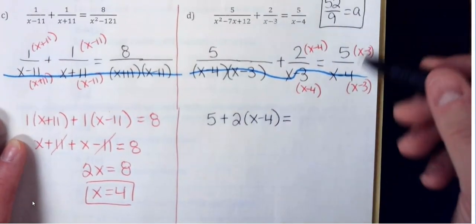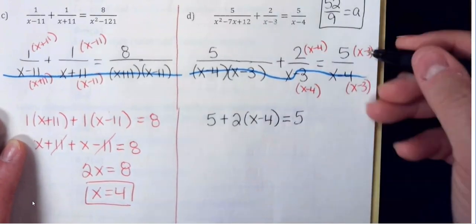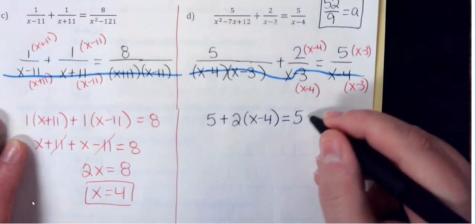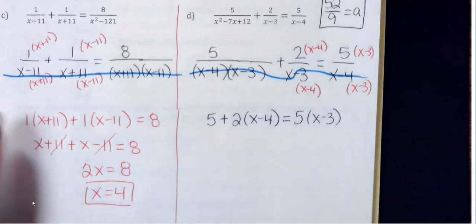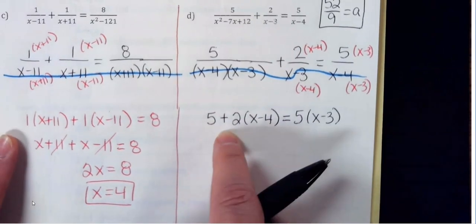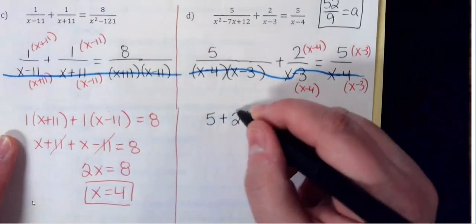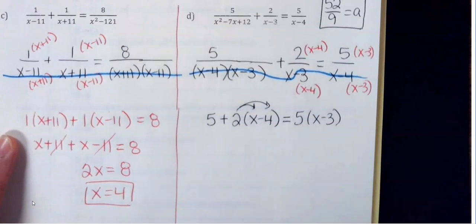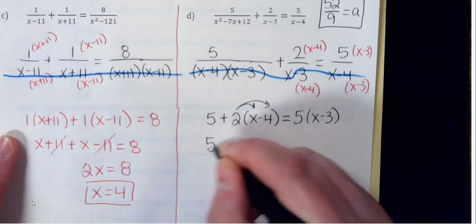And then on the other side, I had a 5, and then I had to multiply top and bottom by x minus 3 to get a common denominator. And again, we'll just do a little distributive property here. Okay, do not add this 5 and 2 together. Don't put a 7 there. You got to distribute the 2 first. You do multiplication before you do addition or subtraction.